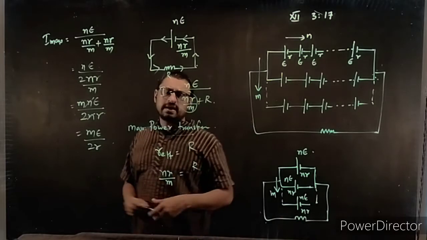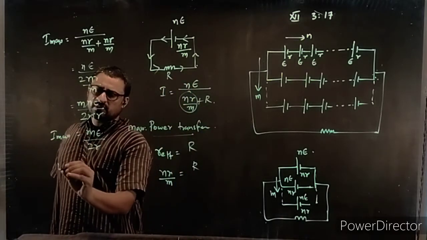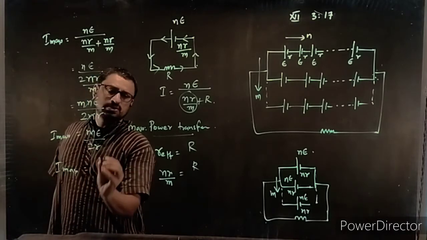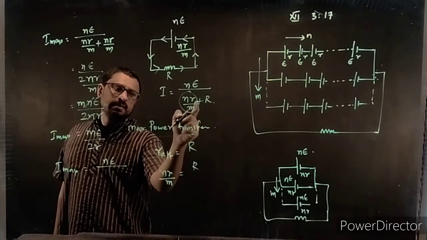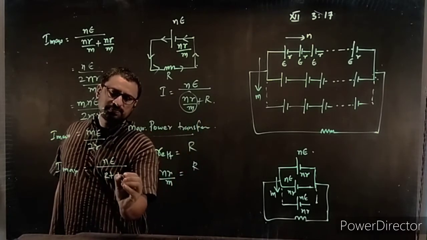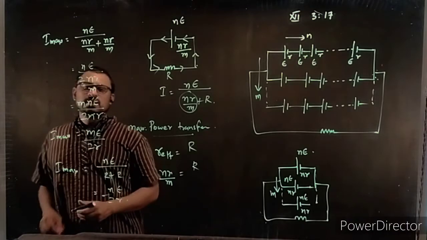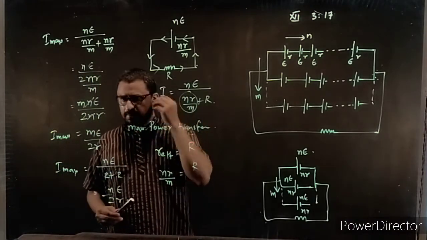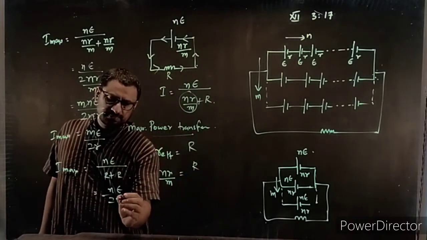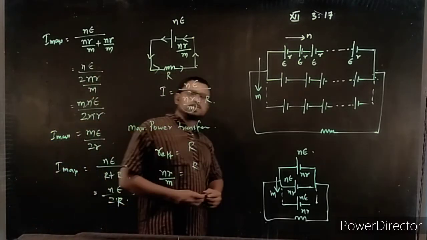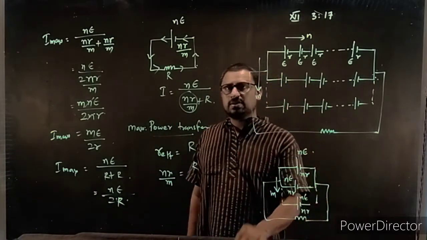In other words, you can also substitute another way: Imax is equal to nE divided by (nr by m, which you can write as R, plus R). So it is equal to nE divided by 2R. So it will be mE divided by 2 internal resistance r, or nE divided by 2 external resistor R. So these are the expressions for the maximum current drawn from a combination of cells in a mixed combination.